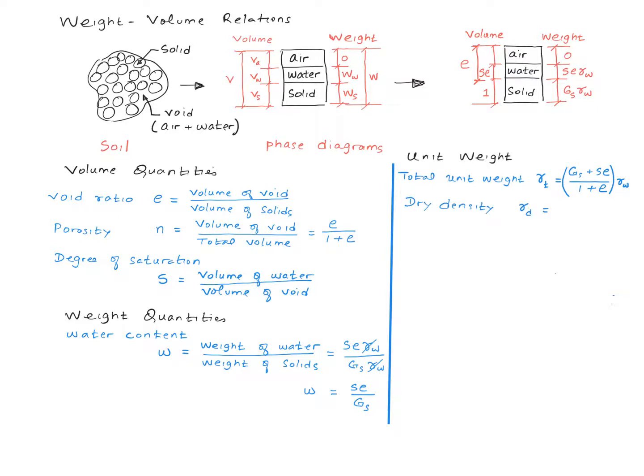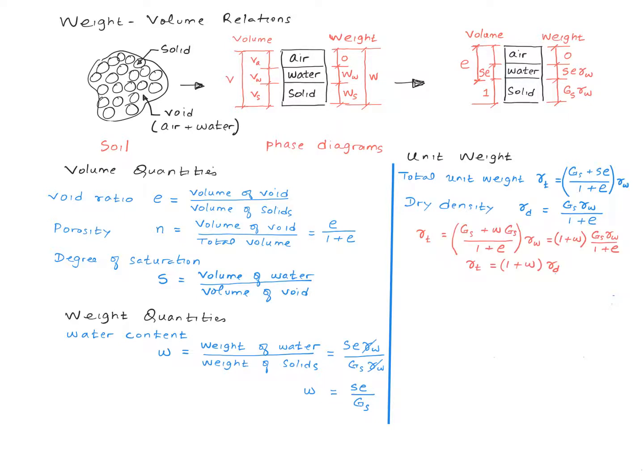Another measure of density that we are interested in soil mechanics is the density of a dry soil, gamma sub D. In this case, the weight of the soil will simply be G sub S times gamma W, and the total volume is still 1 plus e. So this is the equation for the dry density.